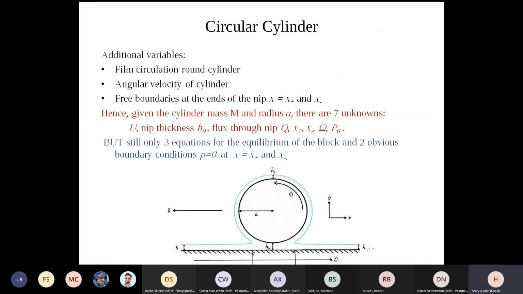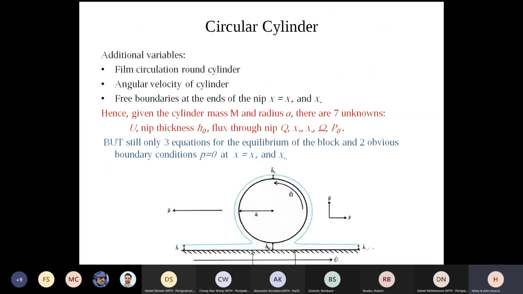But these are now unknown variables, x plus and x minus. They are two further new variables to be added to the problem. So whereas we had 3 variables for the block, we've now actually got 7 variables to determine for the cylinder.